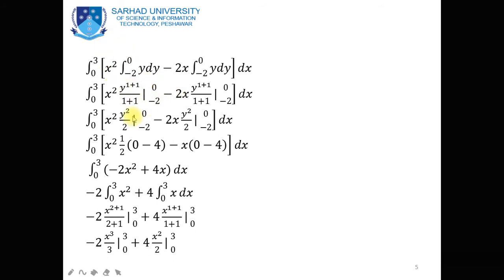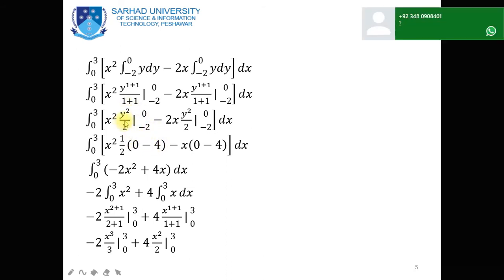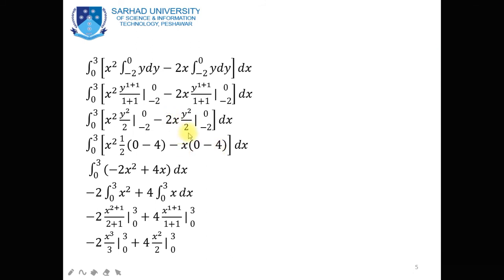Now putting upper limit and then putting lower limit in this first term, and putting upper limit and then putting lower limit in this second term. So putting y is equal to 0 minus putting y is equal to minus 2, so minus 2 square means 4, and 1 over 2 is the constant. Now in this term upper limit is 0 and lower limit is minus 2, so we have this 2 and 2 cancel, so minus x into 0 minus 4.